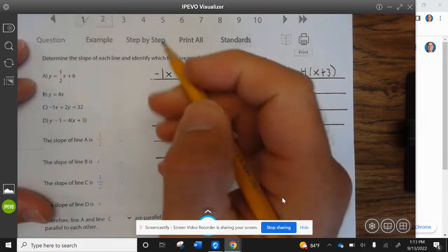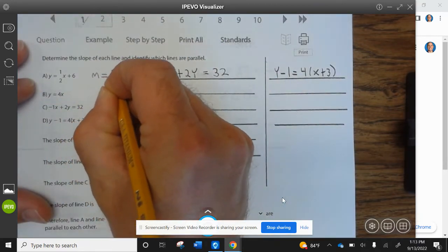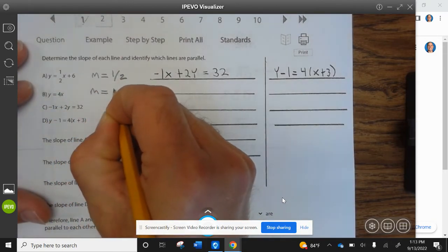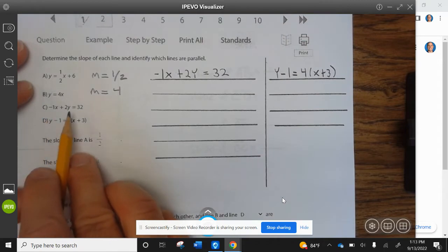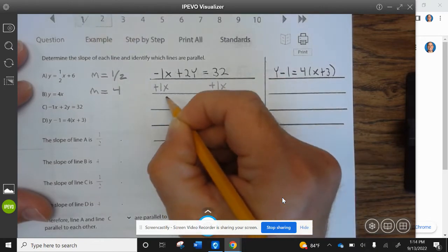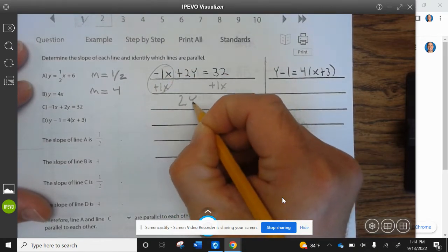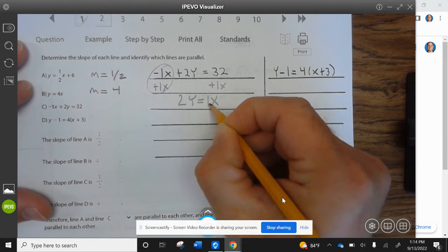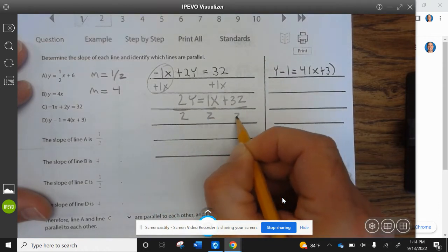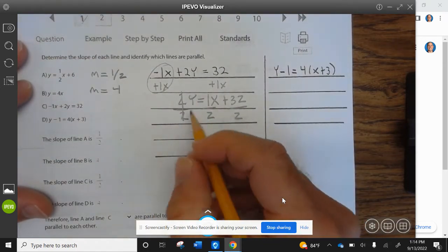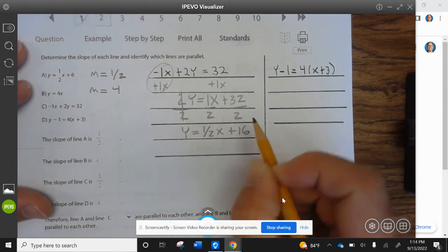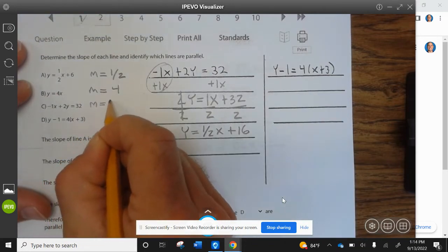So A, the slope is 1/2. B, the slope is 4. Here, C, we need to solve for y. So to do that, we're going to add 1x to both sides. So that becomes 0. You get 2y equals 1x plus 32. Divide everything by 2. 2 divided by 2 is 1. You get y equals 1/2 x plus 16. So the slope for C equals 1/2.